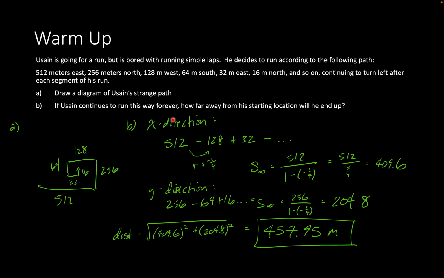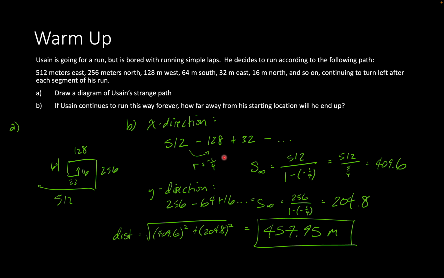So in the x direction, so east-west, he goes 512 east, but then he goes 128 west, then he goes 32 east. What this makes is a geometric series with quotient of -1/4. The sum of such a geometric series is the first term divided by 1 minus the quotient. That way we get 409.6 meters in the x direction.